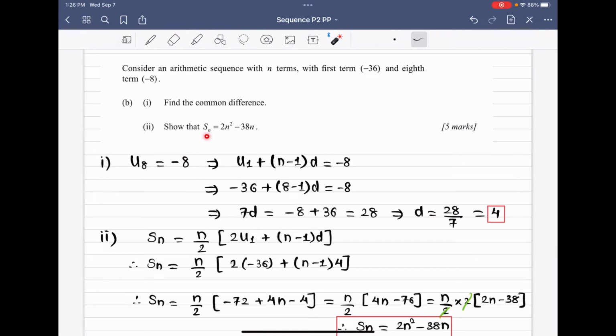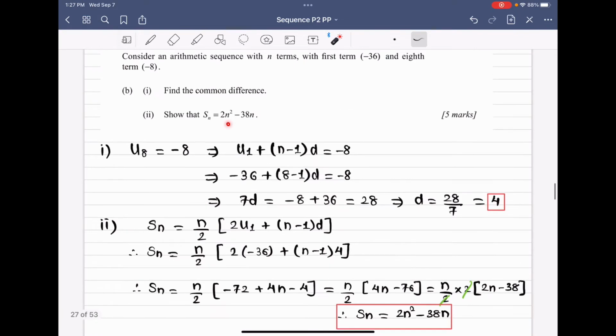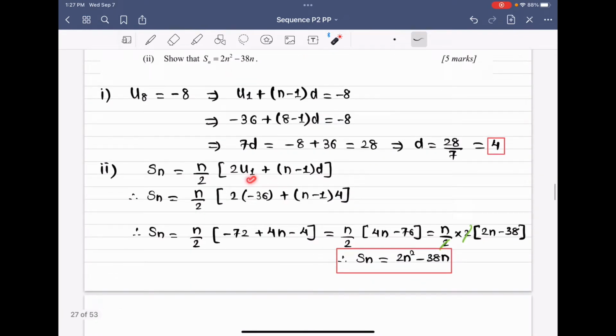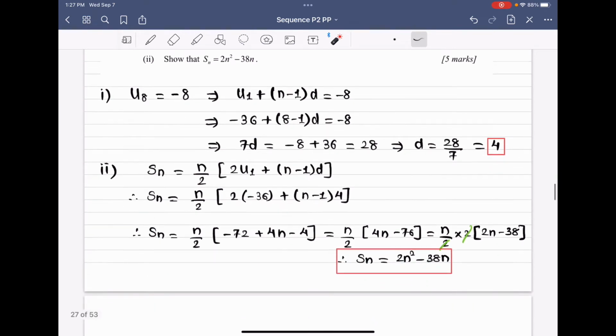Show that Sn is equal to 2n square minus 38n. So I'm using the formula for sum of arithmetic sequence: Sn is equal to n over 2 times 2u1 plus n minus 1 times d. N over 2, because I don't need to substitute n. I need an expression in terms of n. I know u1 is negative 36. I know the difference we found in the previous part, which is 4. Substitute that and simplify.